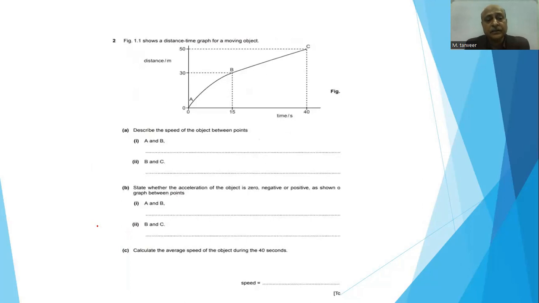Next, the figure shows the distance time graph for a moving object. Describe the speed of the object between points A and B. What are A and B? This one. It is when you draw the tangent. Since it is going down the tangent, when the curve is going down the tangent, then speed is decreasing. B and C, it is a straight line, that is constant.